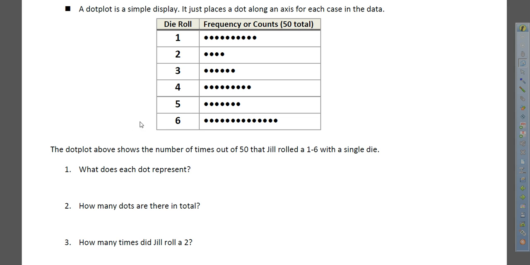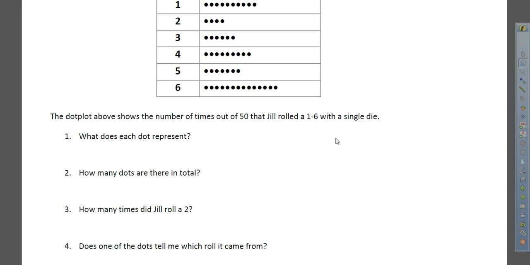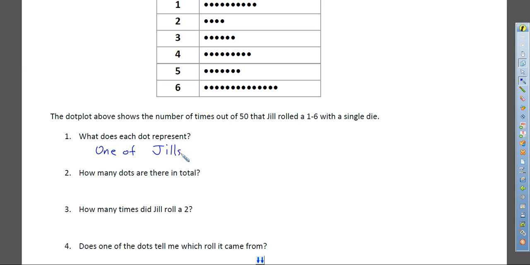So if we look at this, what does each dot represent? Well, each dot represents one of Jill's rolls of the die, right?